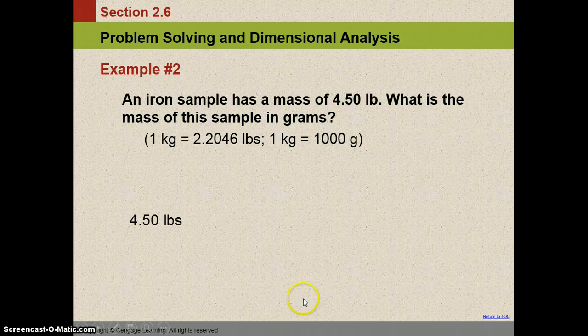We have 4.5 pounds, and I want to go from pounds to grams. So the first thing I'm going to have to do is take pounds and convert it to metric, which is going to be kilograms.